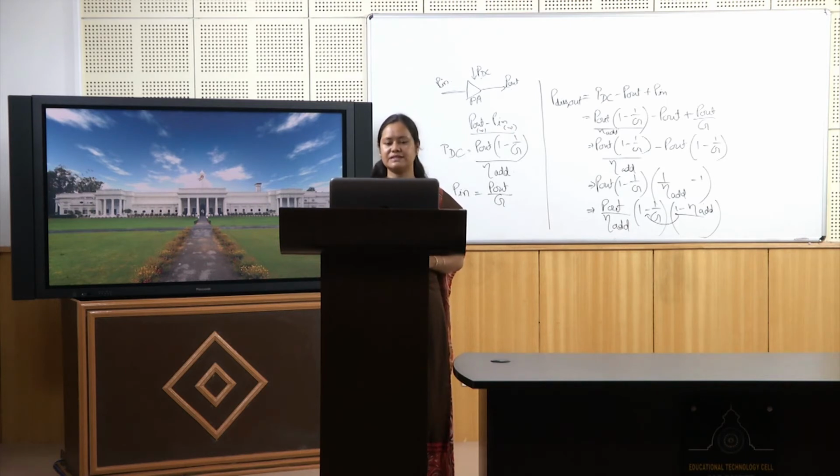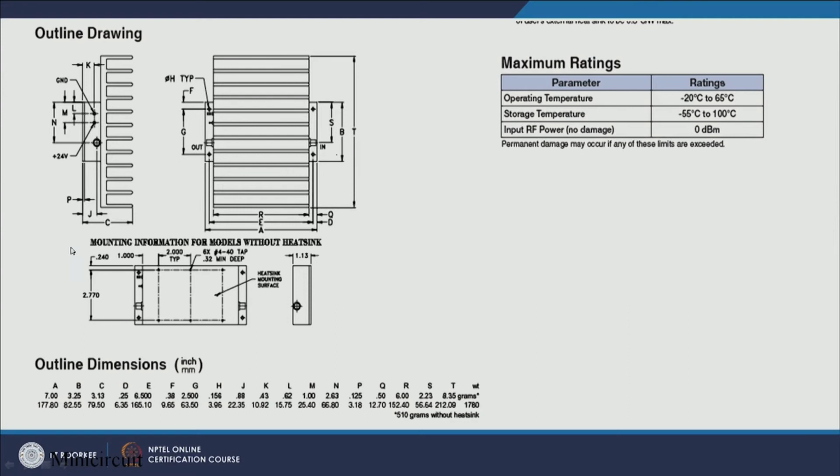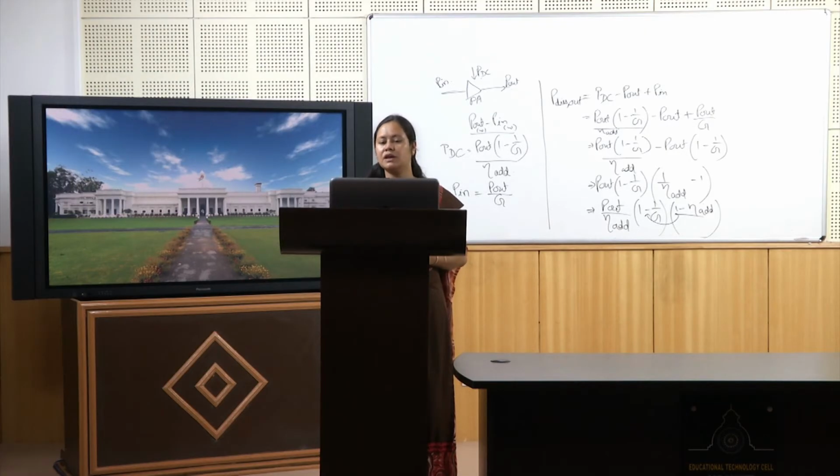Now, they are showing a drawing. Mostly they give you the specification so that you have some idea of the packaging. Dimensions are given so that you can put it in a particular place and design the space of the transmitter, how this will fit in your total schematic. They have some maximum ratings which should not be exceeded.